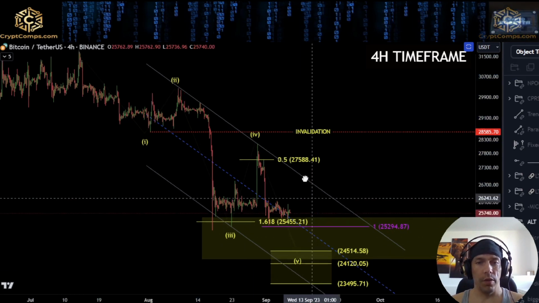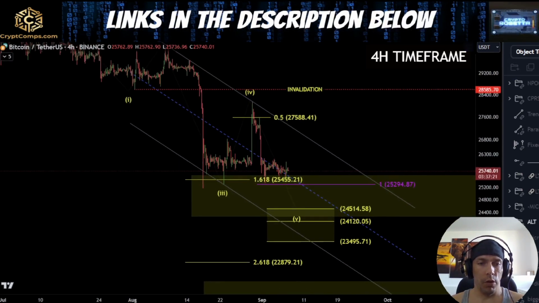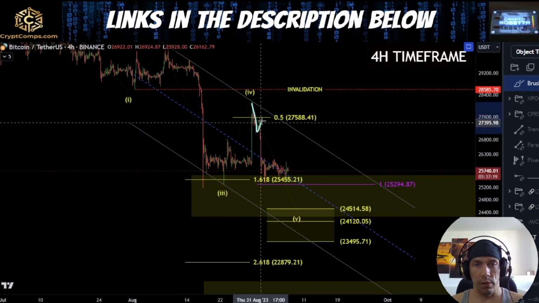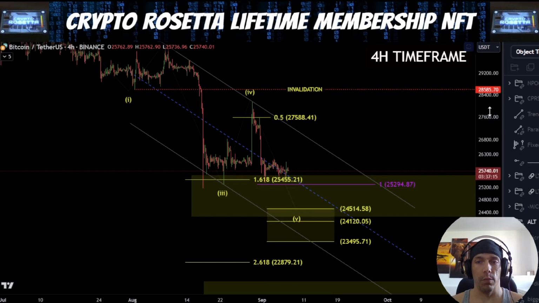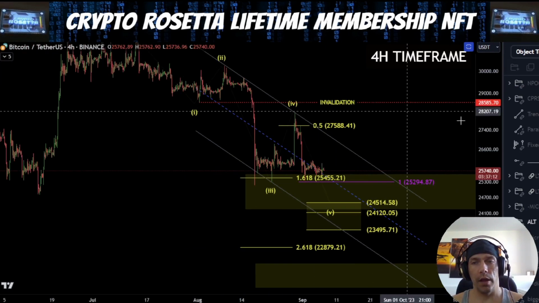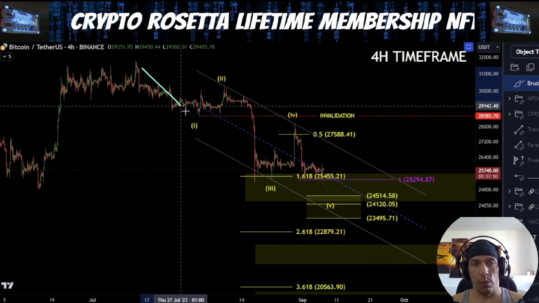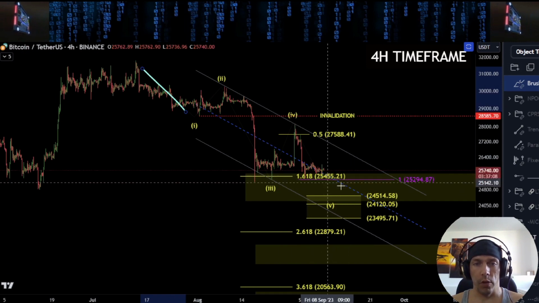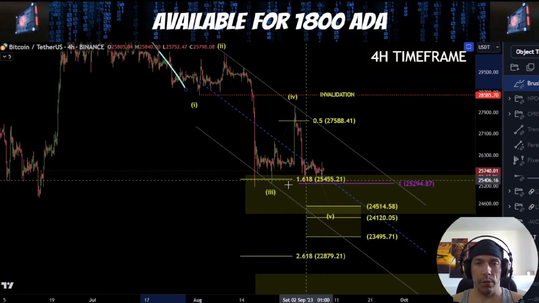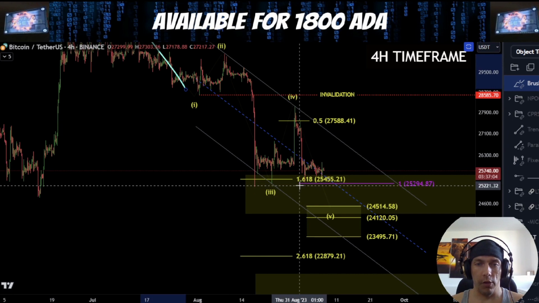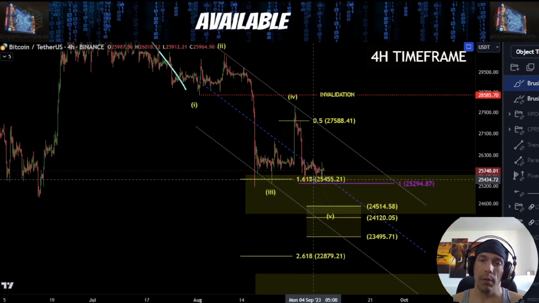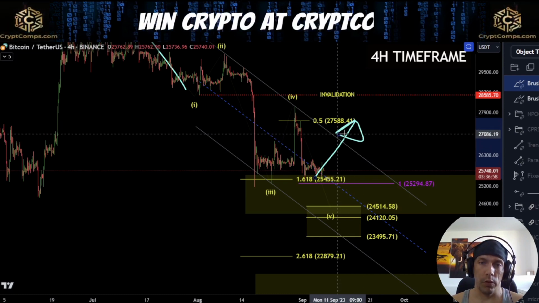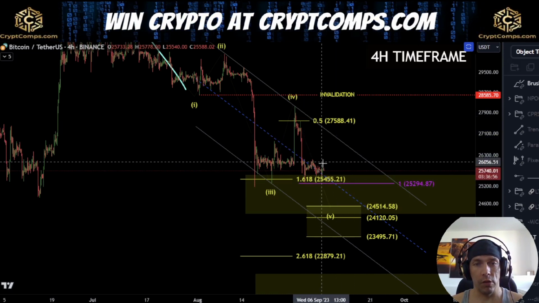Now, there's a couple of things here that I'm being mindful of. We do have what seems to be a completed move here as 1, 2, 3, 4, 5, so we need to respect that we can count this as a completed move. This would also align with meeting the 1-to-1 of this as a wave 1. Because of that, I'm being mindful that we could have some kind of a truncation here. So unless we start to take these lows here, we need to be a little bit careful that we could see some kind of a reversal to the upside. But at the moment, the structure is still looking quite corrective.